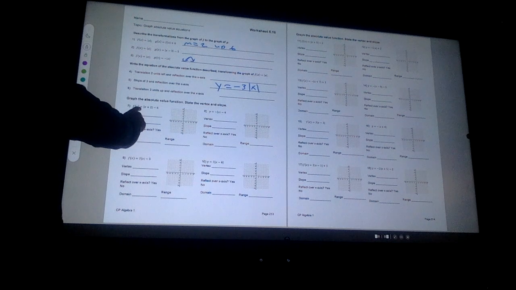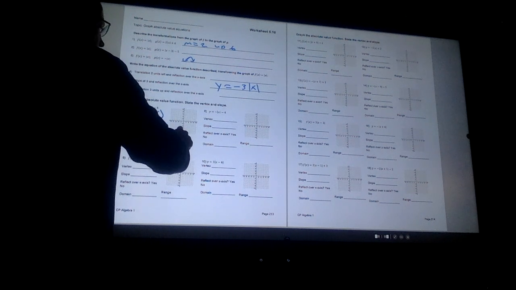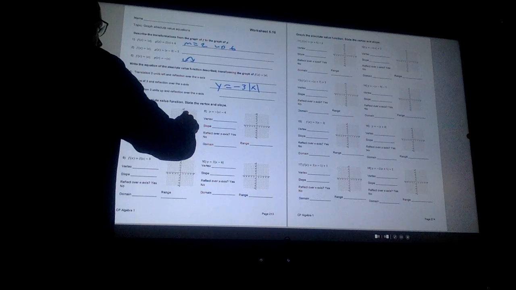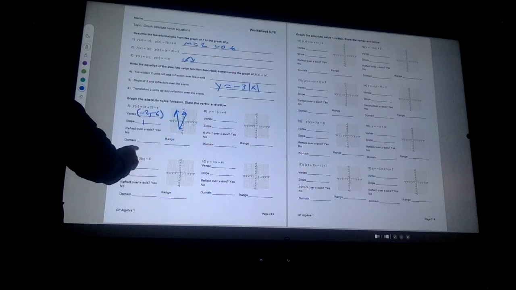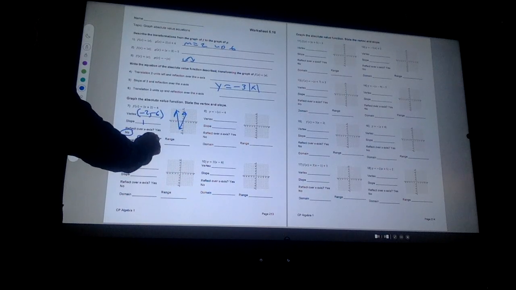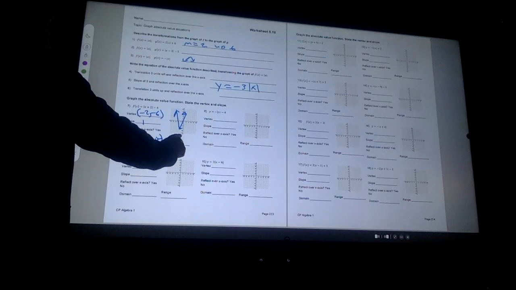Number 7, we're going to get a vertex of negative 2, negative 6. Down here, up 1 over 1. Slope is 1 because there's a 1 out front. Reflect over the x-axis. No. Domain, negative to positive infinity. Range goes from negative 6 to infinity.